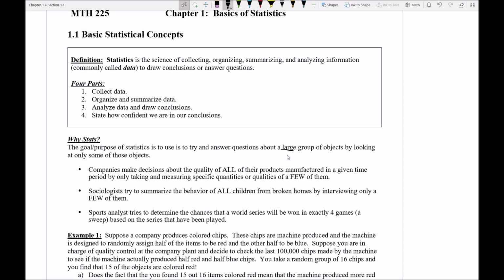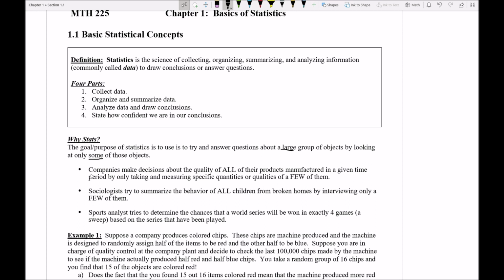So I might ask a question like, what percentage of all people in America are going to vote Democrat in the next election? Like, I don't know. You don't know. I don't think anybody actually knows the precise number, but maybe we're going to be interested in getting a guess, right? And we'd like to try to get that guess without actually having to go around and ask every single person. So we're going to try to answer questions about a large group of objects or people by really only looking at some of those objects or people.